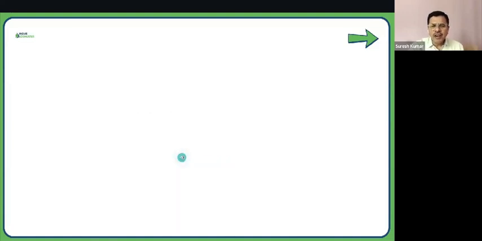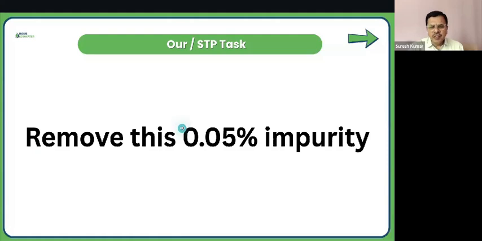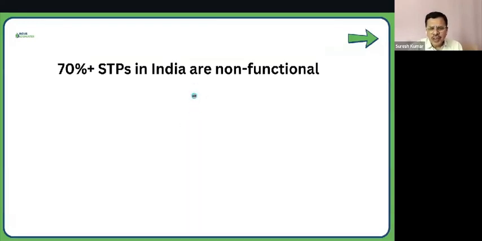So what is expected from an STP? Any type of STP that we are installing has to remove this 0.05% impurity from the remaining 99.95% of the water. If you remove this 0.05% impurity, your water becomes 100% water. Your sewage becomes 100% water. So the goal or objective or the single purpose of any STP is to remove this 0.05% impurity.